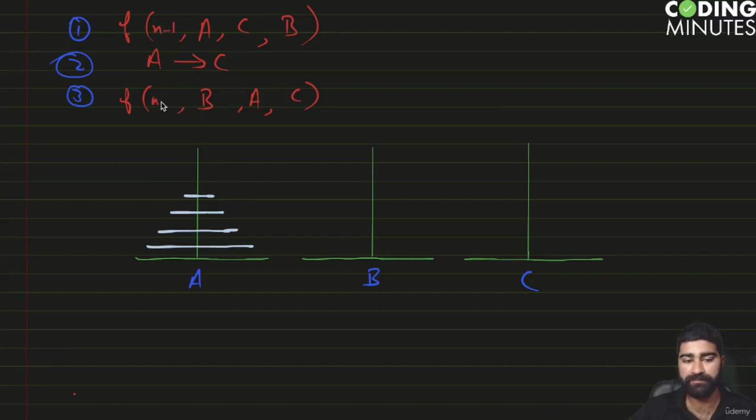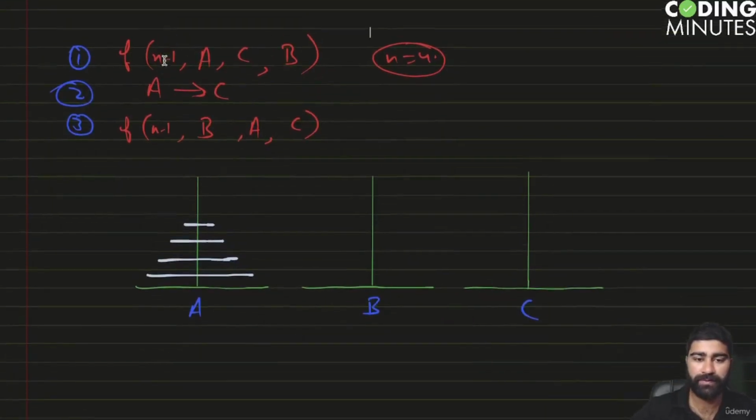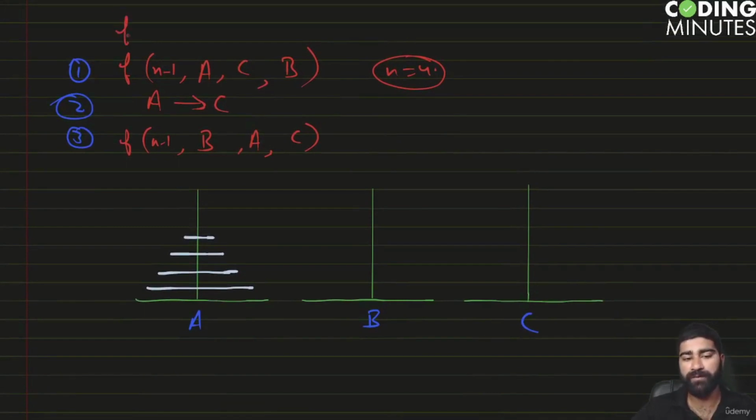right? Because it will work for all n. So now let's say we have 4 of these. So n is equal to 4. Now initially what I want is f of n, comma a, comma b, comma c: take all these 4, put them to c by using b, right?